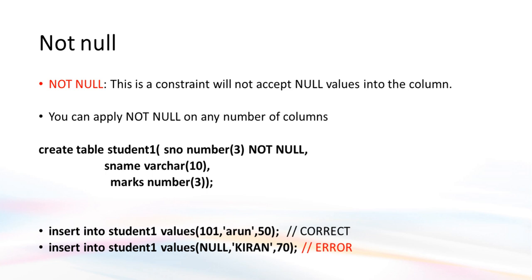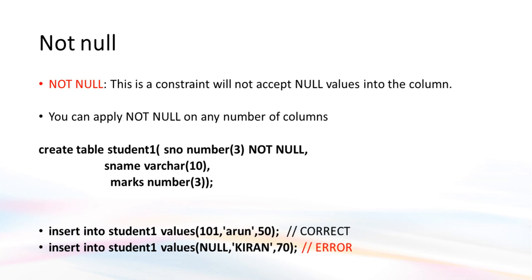So for example, if I create the table like this: create table student1. This table contains a column called s number. The data type is number. I mention this column as not null. What does it mean? This column doesn't allow null values. Now s name is a varchar type, marks is a number. So this is how we need to create a simple table.